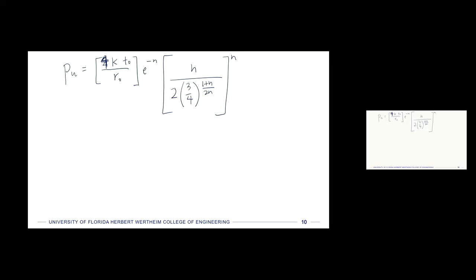So our critical pressure here is going to be 4k T naught divided by R naught times e to the minus n, and then a bunch of constants. So n divided by 2 times our 3/4 term, 1 plus n over 2n, and that's all to the n power. We got n's everywhere.